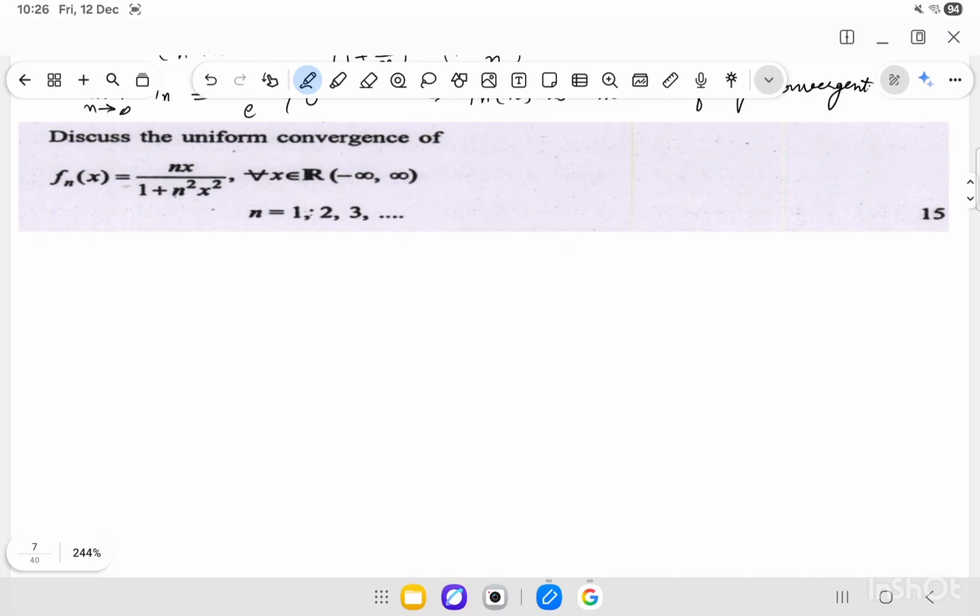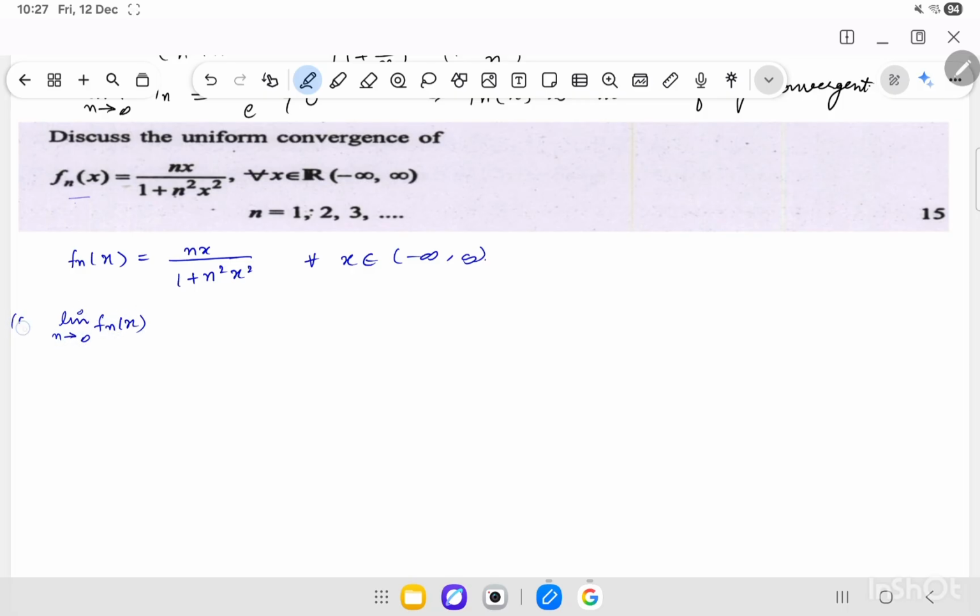Let's move on to discuss the next question. So the next question is, discuss the uniform convergence of fn(x). So fn(x) is defined as nx divided by 1 plus n square x square, and it holds for all x belonging to minus infinity to infinity. So first let's evaluate the pointwise limit of fn(x), that is the limit as n approaches infinity of fn(x). Let's name it as f(x).